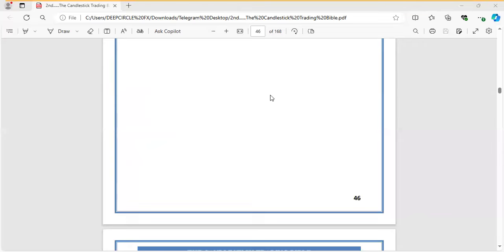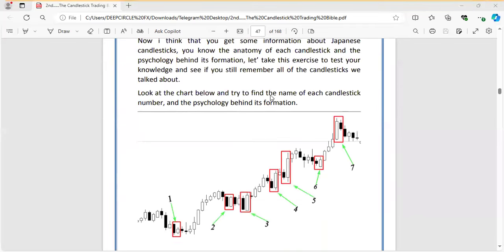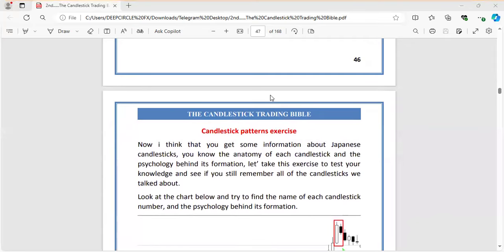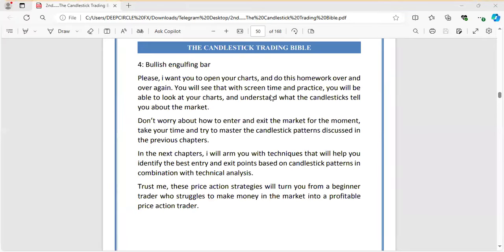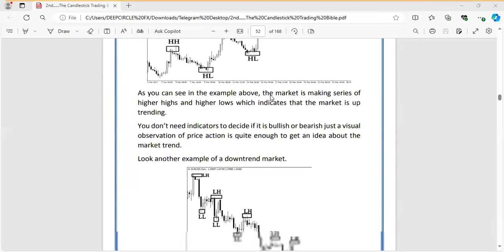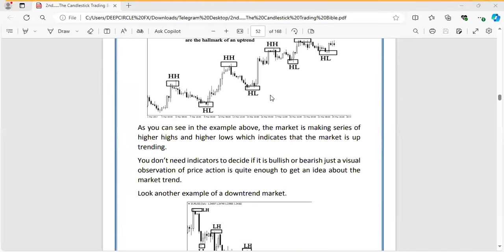So these are some of the patterns that you should know. And I believe all of you have this book. So try by all means to read all of these patterns. Then we can move on to the next chapter.